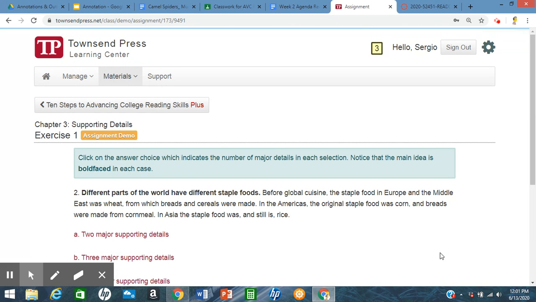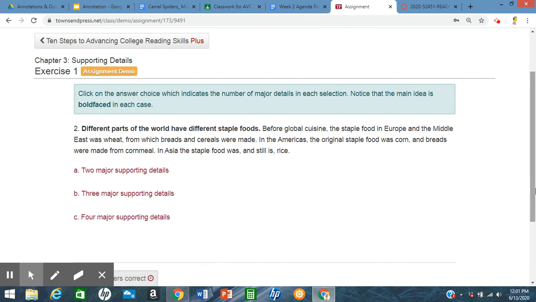Next one. Different parts of the world have different staple foods. Before global cuisine, the staple food in Europe and the Middle East was wheat, from which breads and cereals were made. In the Americas, the original staple food was corn, and breads were made from cornmeal. In Asia, the staple food was and still is rice. So again, here, different parts of the world have different staples of food.